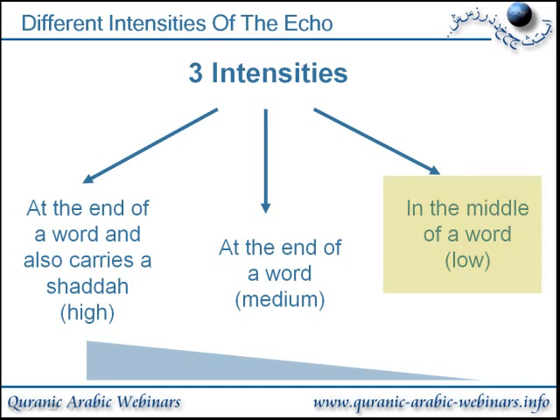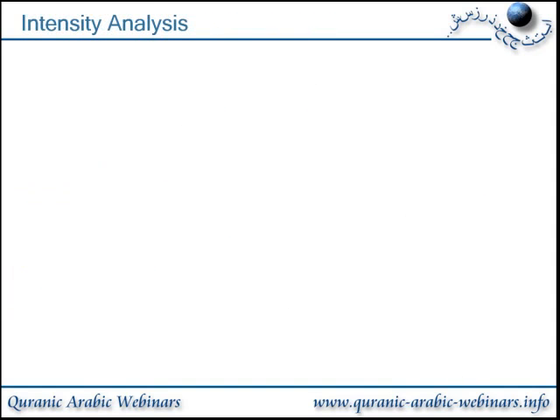So again, in the middle of the word it's the lowest, at the end of the word if it's read as sakin it's medium, and at the end of a word where it's read as sakin and it carried a shadda before you made it sakin, then it goes to the highest level. So we'll do a small analysis.